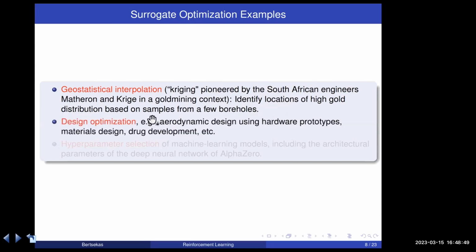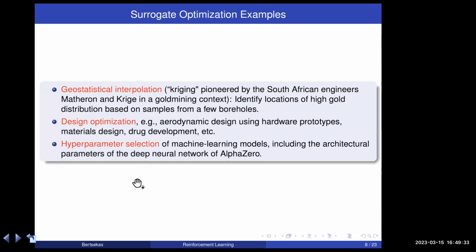Another class of applications is design optimization, where, in aerodynamics for example, we use hardware prototypes very often. First computer prototypes, but then hardware prototypes that are taken to a wind tunnel. Now these are costly, and we have to test several of those to come up with a good design. How you come up with a design is based on the success or failure of earlier designs that may guide you to new choices. Similarly, designs of new materials, design of new drugs, and so on.